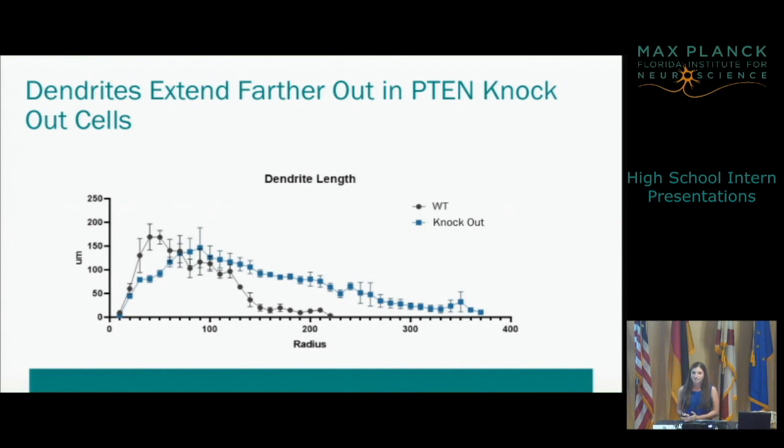This graph also shows that result. The wild type, represented in black, doesn't extend nearly as far as the knockout, represented in blue. The knockout cells, on average, extend around 370 microns from the soma, or the cell body, whereas the wild type only extends on average 220 microns. As you can see, the dendrites in the PTEN knockout extend nearly twice as far as the wild type ones. This is a huge difference.